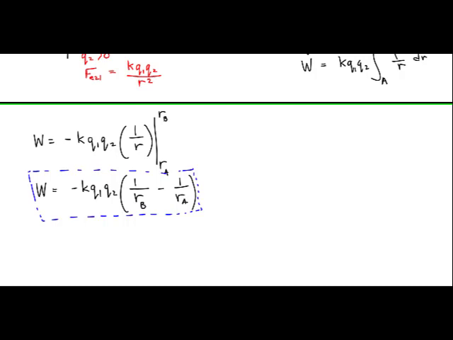It doesn't take too much effort to show that the work done by the Coulomb force in moving charge 2 relative to charge 1 is a conservative force. This is because a conservative force has the following properties. The work done by a conservative force can be expressed as a scalar function only. So let's write that down.